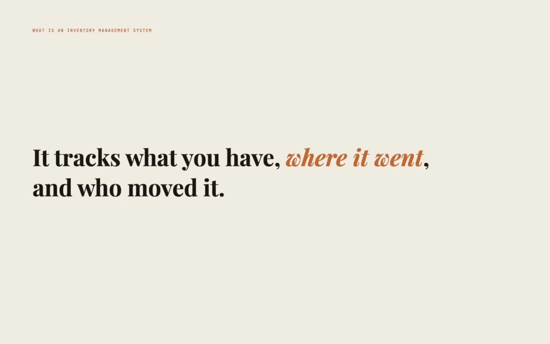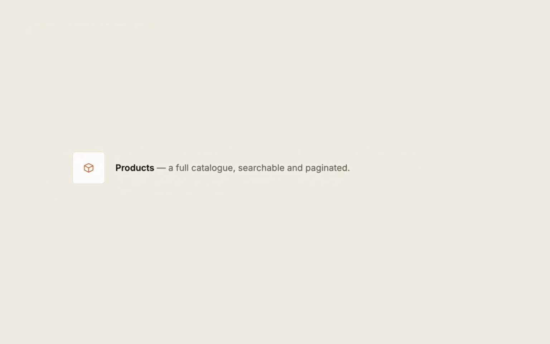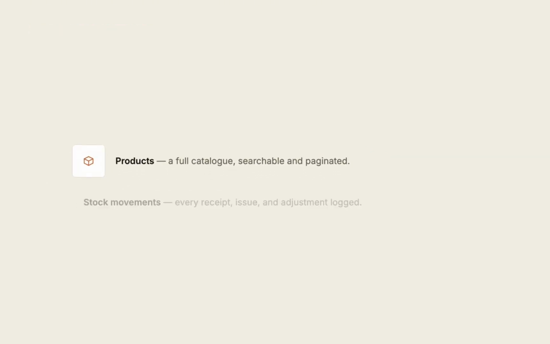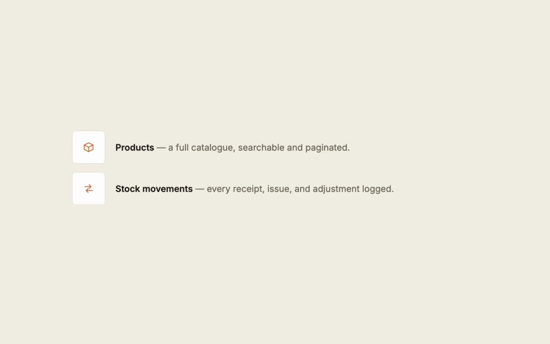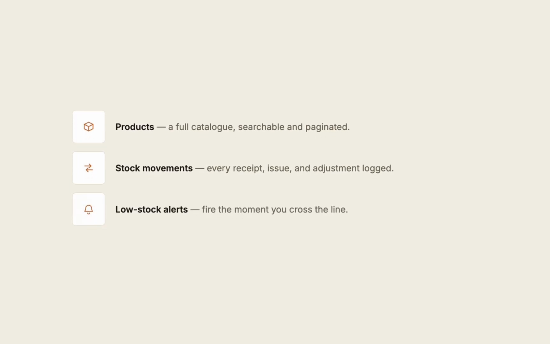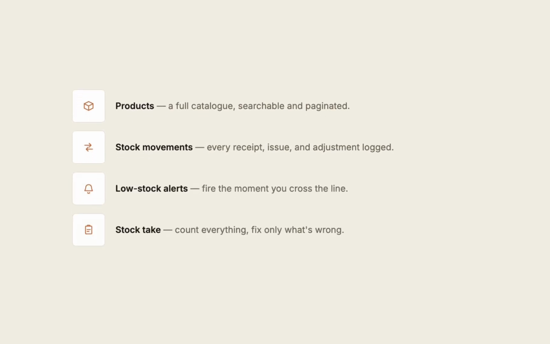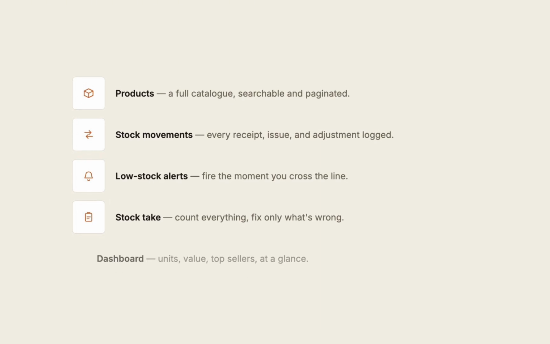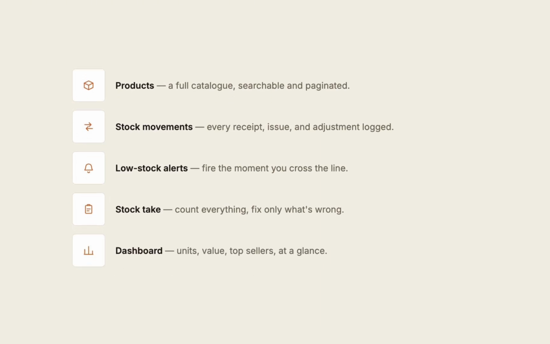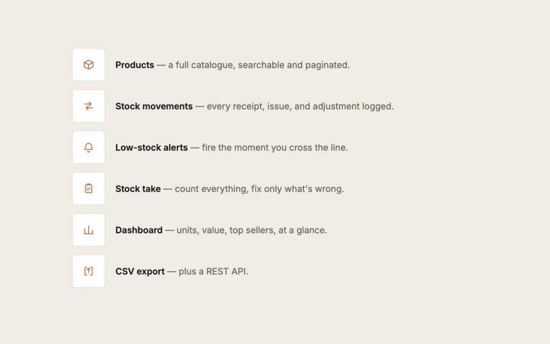Let's build it. An inventory system tracks what you have, where it went and who moved it. Products. A full catalog, searchable and paginated. Stock movements, every receipt, issue and adjustment logged. Low stock alerts. Right when you cross the line. Stock take, count everything, fix only what's wrong. Dashboard. Units, value, top sellers at a glance.